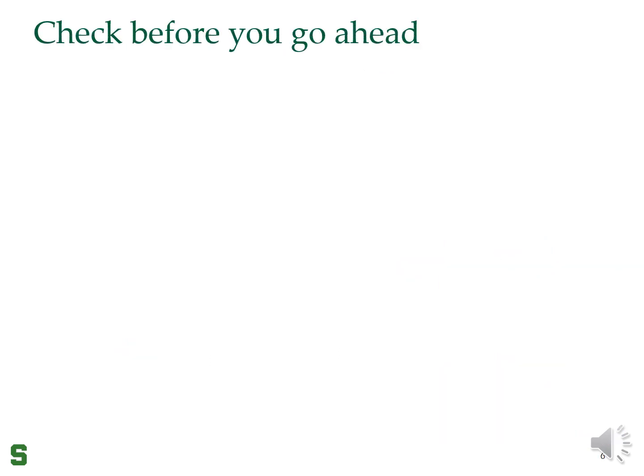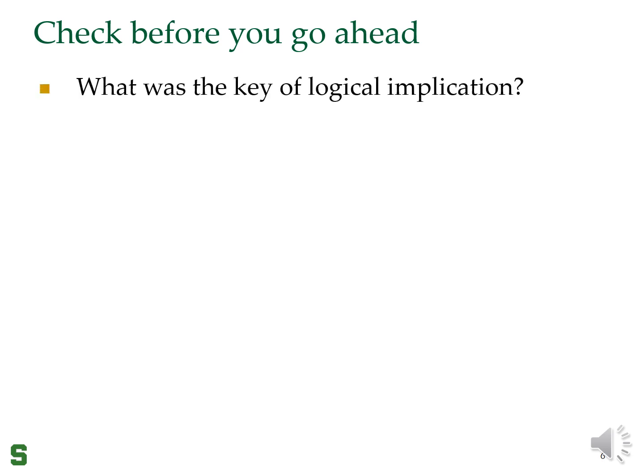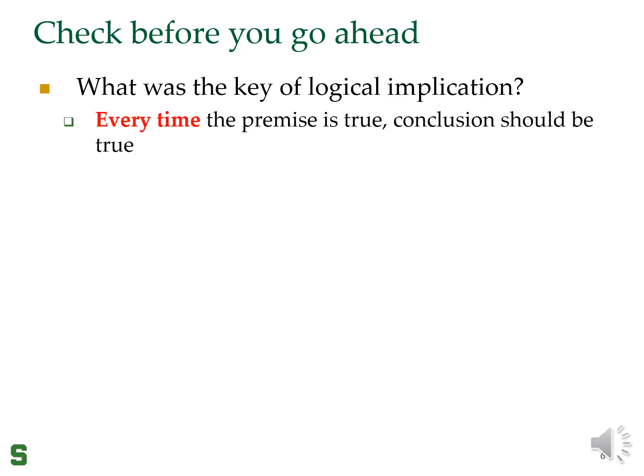Once again, we have reached the check before you go ahead slide. So I want you to be aware that the key of the logical implication was every time the premise is true, the conclusion had to be true. Note that this is every time. We want this to be true always, not almost always. Always is not the same as almost always.